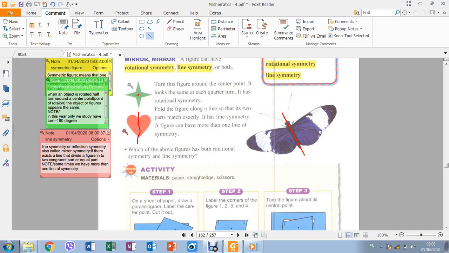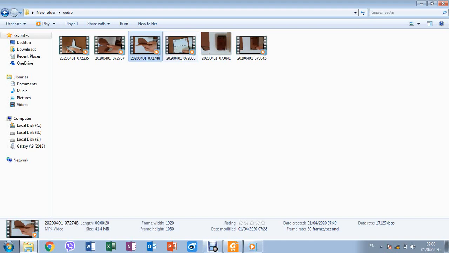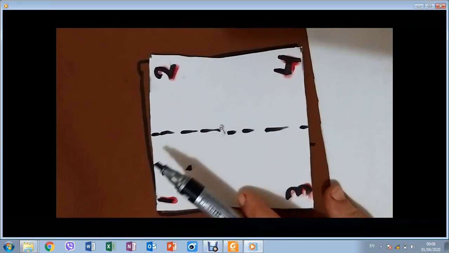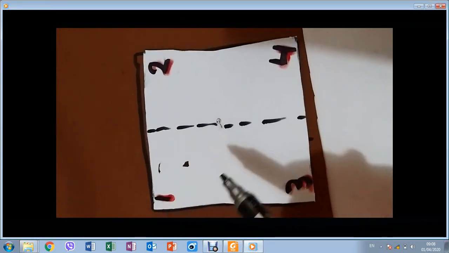Now, which of these above figures has both rotational symmetry and line symmetry? Sometimes we have figures that have both types of symmetry, rotational symmetry and line symmetry. Before I answer this question, I show a video and explain how we know if a figure has both types. For example, we have a square.